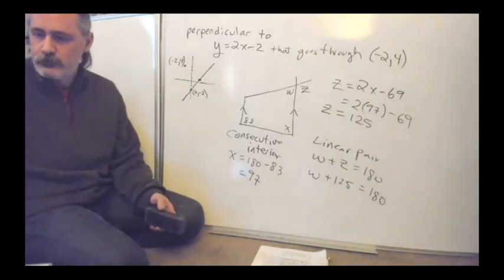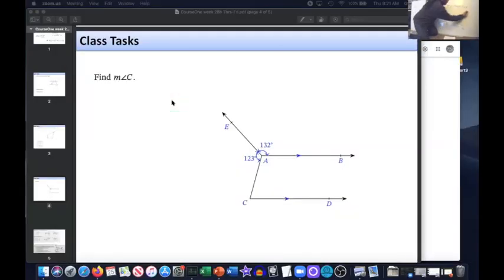Okay, so we got the last problem on the class task for today. Okay, and so here, the key thing in this problem is if you go in a full circle, how many degrees are in a full circle? Does anybody remember how many degrees are in a full circle? Correct, Vi?